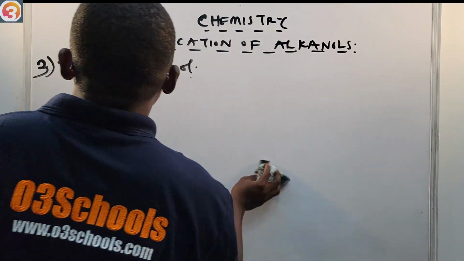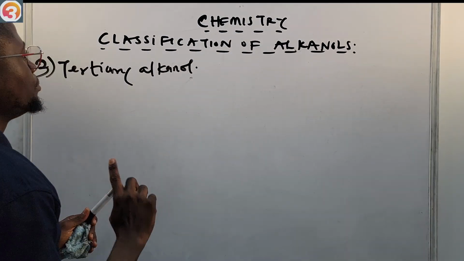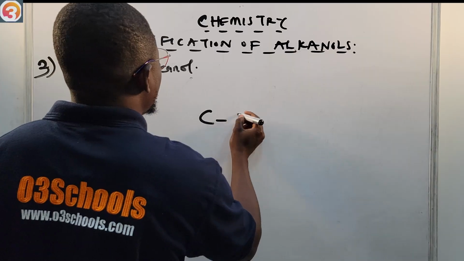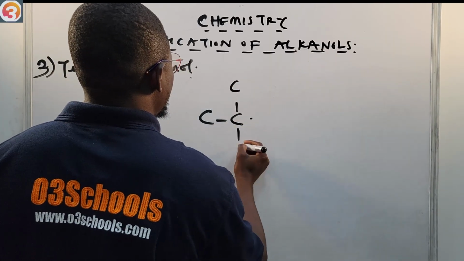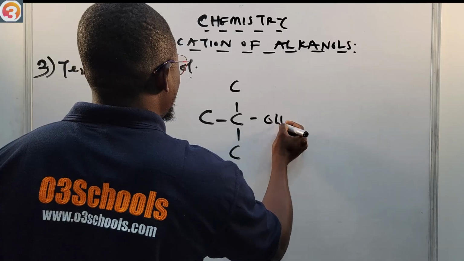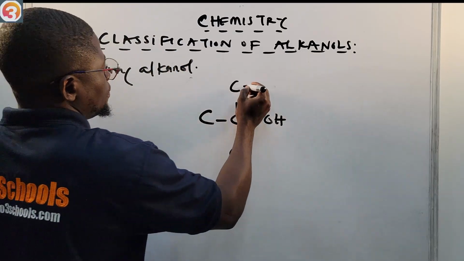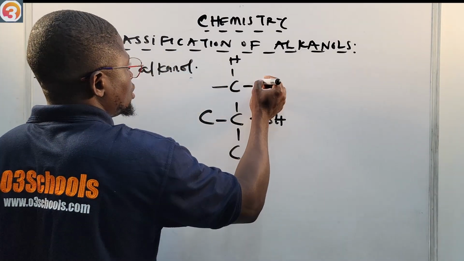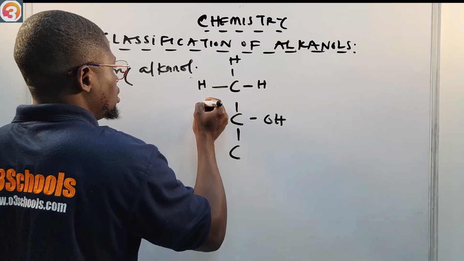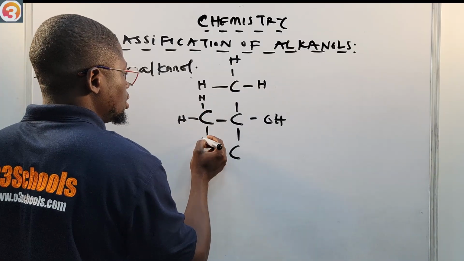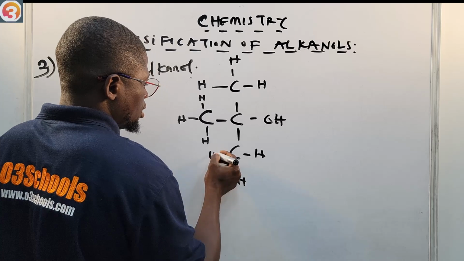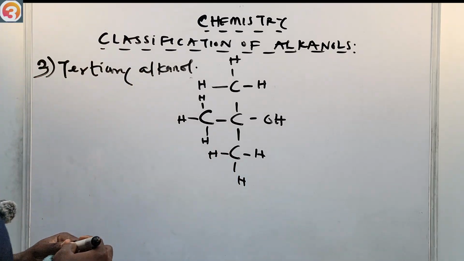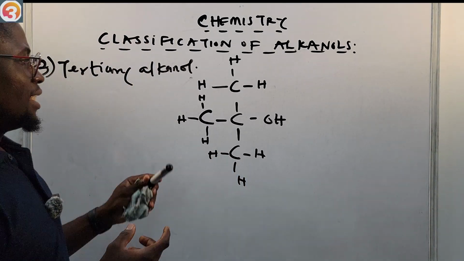So let's say we have C. Then here we have C. Then here also we have C. Let's say here is OH. Then let us complete our structure. H, H, H, H, H, H. Here also H, H, H. All right, so now this is a tertiary alkanol.